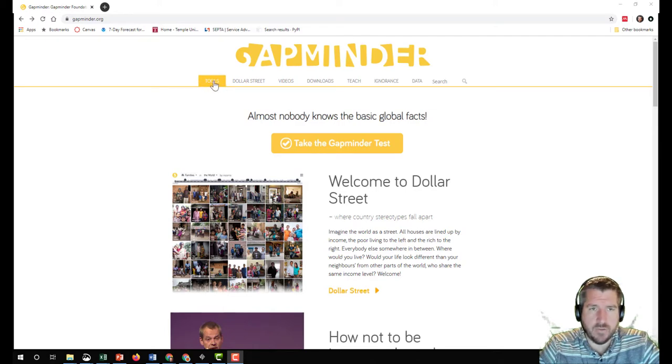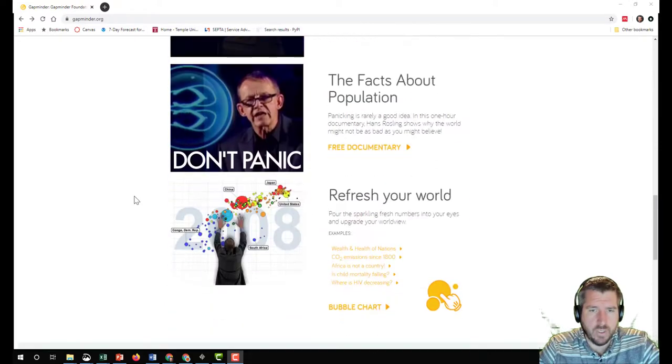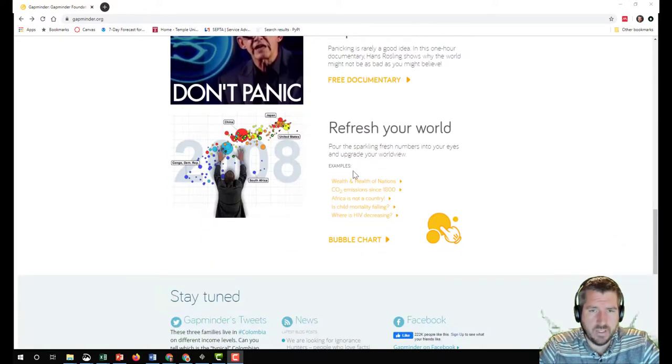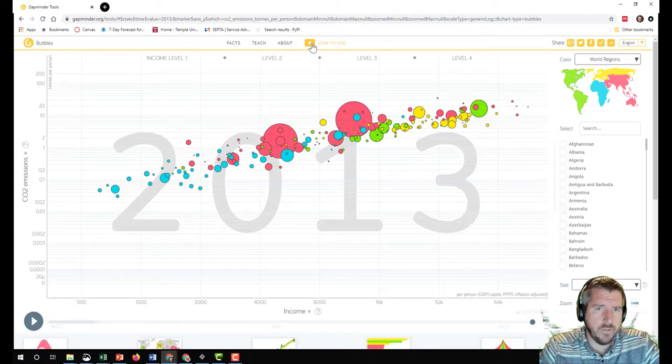You can go ahead and just click right on tools if you want to. I'm actually going to scroll down to some examples that are already preset. As you might realize by now, I'm sort of an energy geek, so I'm going to go to CO2 emissions since that deals with energy as well. It's going to load the tool that I'm going to show you how to use. You can also go to this how-to-use video, which might be helpful as well.